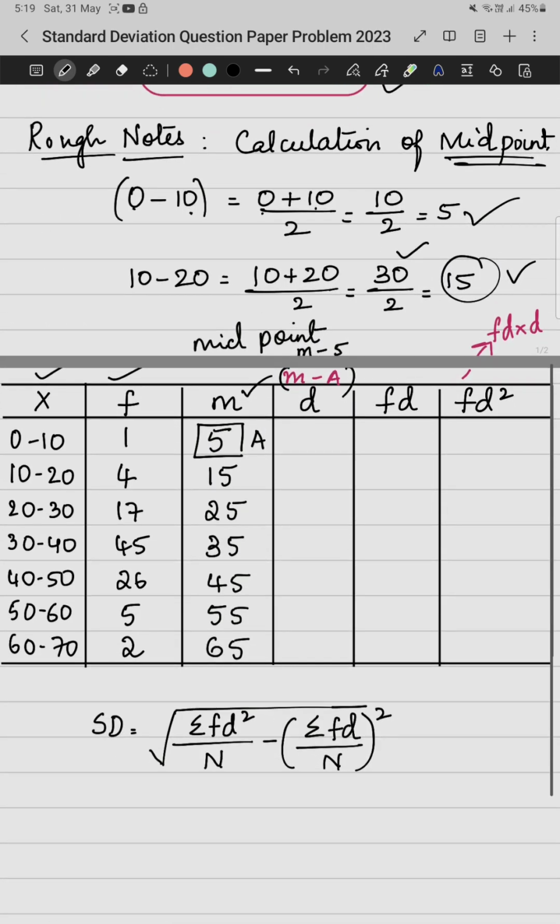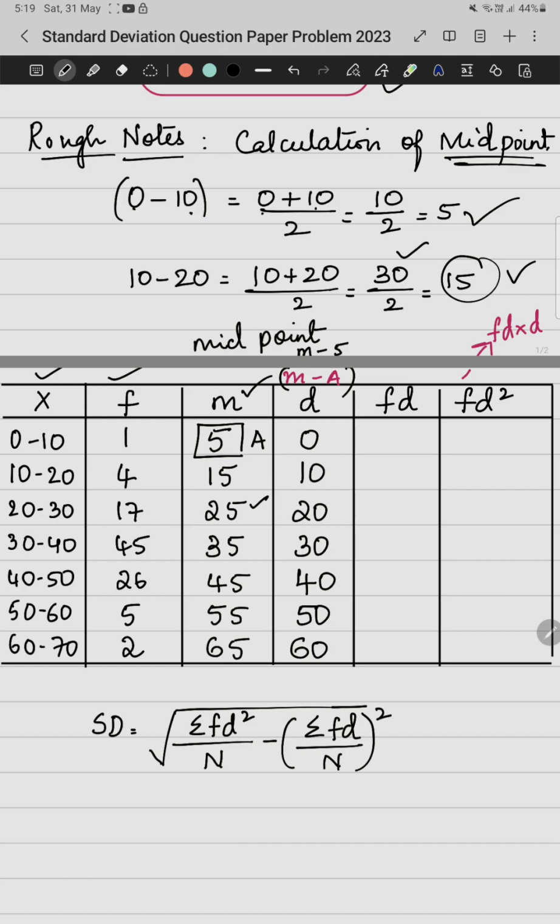So m is 5, 5 minus 5, 0. M is 15, 15 minus 5 is 10. M is 25, so 25 minus 5 is 20. 35 minus 5, 30. 45 minus 5, 40. 55 minus 5, 50. 65 minus 5, 60.